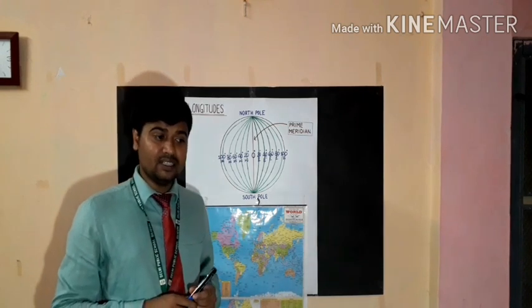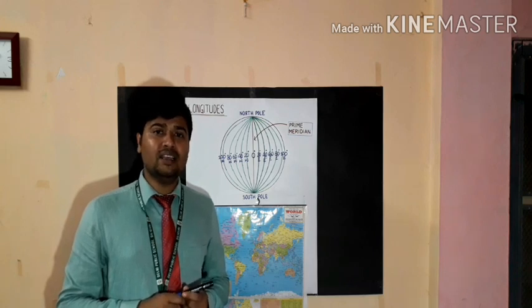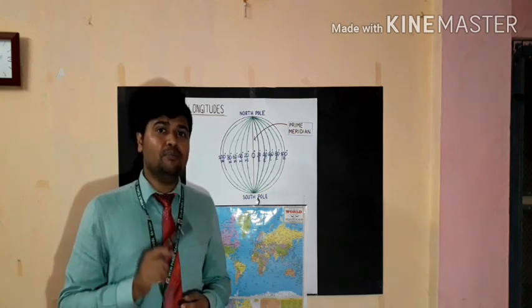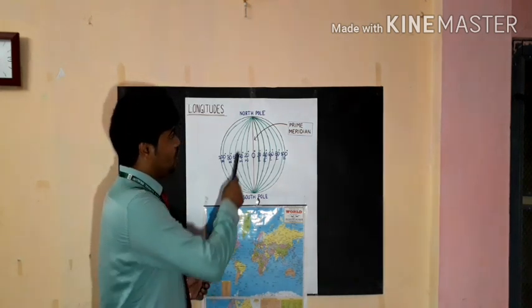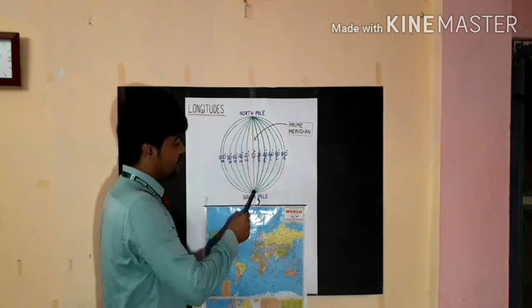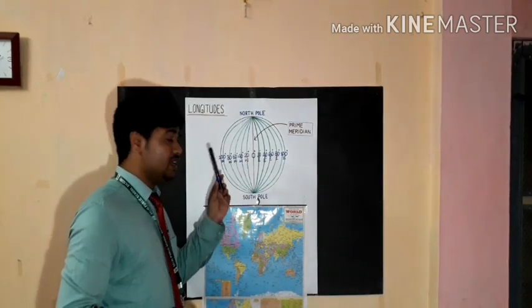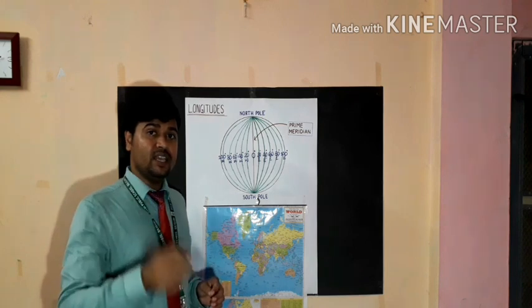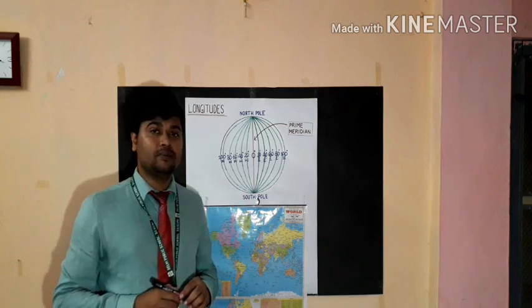Now the question is, what is the meaning of meridian? The meaning of meridian is midday, because each meridian gets overhead sun rays every day. As you can see in this diagram, all meridians meet together at North Pole and South Pole, and the length of each meridian is equal, and they are all semicircles.